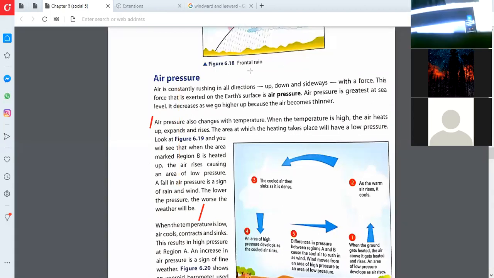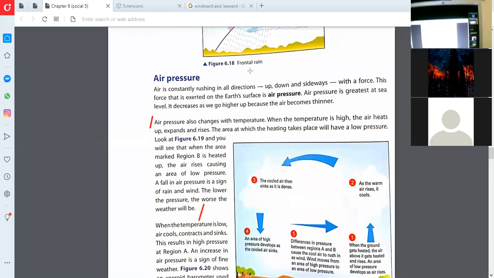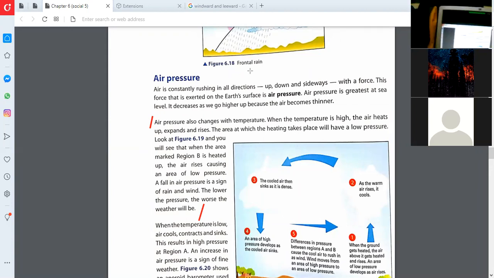That's good. Air pressure changes with the temperature. Yes, the wind basically depends on the temperature. For example, if the wind is in the sun, then it will not be cool. And if the wind is in snowfall, then it will be very cool. Why? Because of the temperature. So when the temperature is high, the air heats up and rises. The area at which the heating takes place will have low pressure.